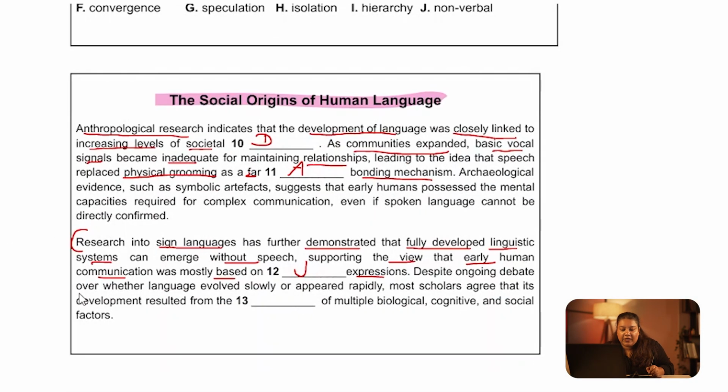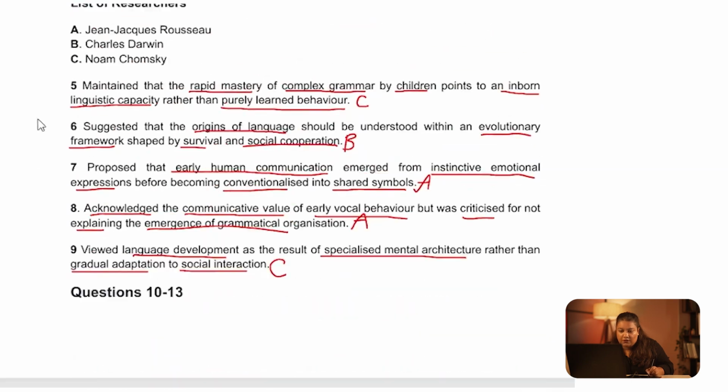Despite ongoing debate over whether language evolved slowly or appeared rapidly, most scholars agree that its development resulted from the dash of multiple biological, cognitive, and social factors. So our keyword here is going to be multiple biological, cognitive, and social factors. Scholars agree that development resulted from dash. So let's actually look for these keywords: cognitive, multiple biological factors.